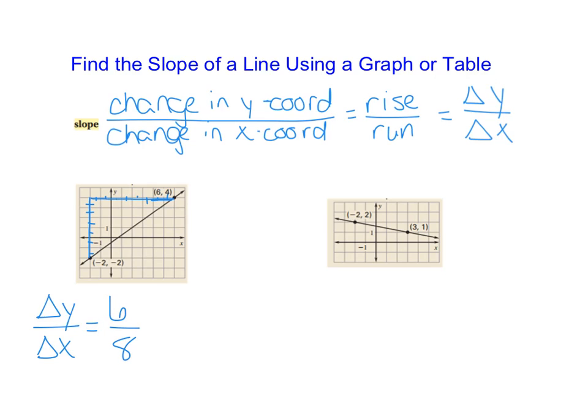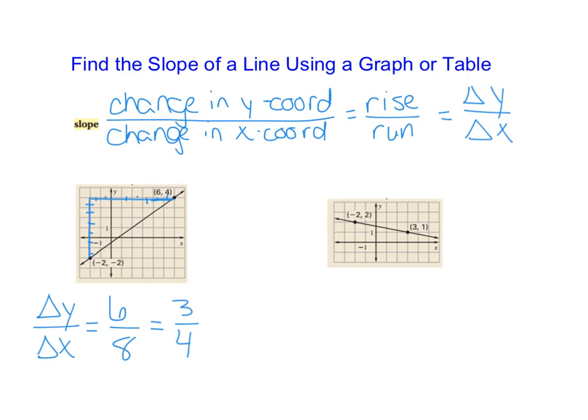Now, one thing I forgot to point out. Does this line have positive or negative slope? It has positive slope. Okay, so we should have a positive number, which we do. We're good. If the slope will simplify, you simplify it. 6 over 8 will simplify down to 3/4. So the slope of this line is 3/4. The rise is 6, the run is 8. That simplifies to 3/4. Okay?